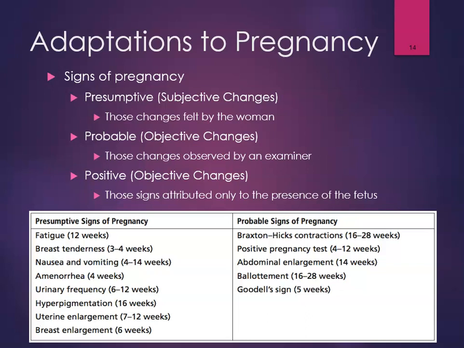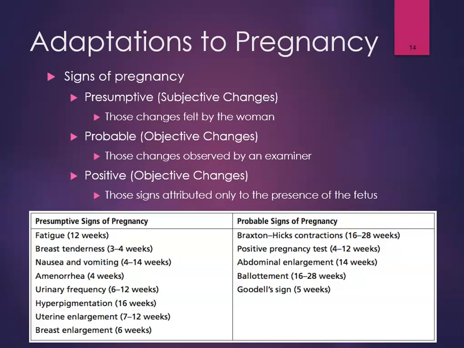So things like fatigue, breast tenderness, lack of a period, changes in skin color, breast enlargement, all those things are possibly related to pregnancy. And these are ones that the woman is going to detect herself. Probable or objective changes, these are ones that are probably pregnancy, but not 100%. These are defined as those changes observed by an examiner.